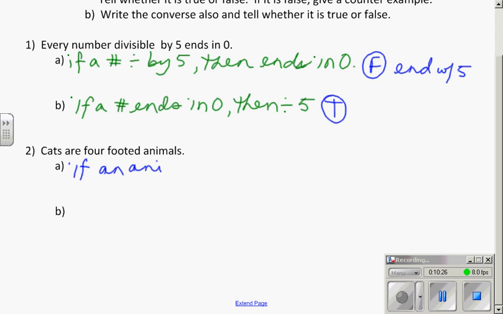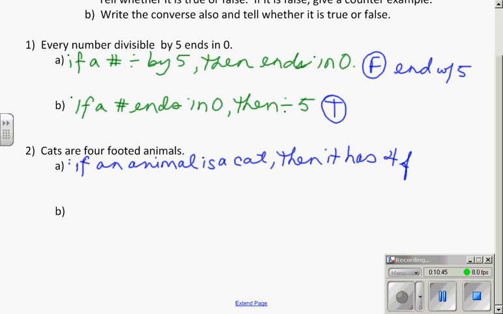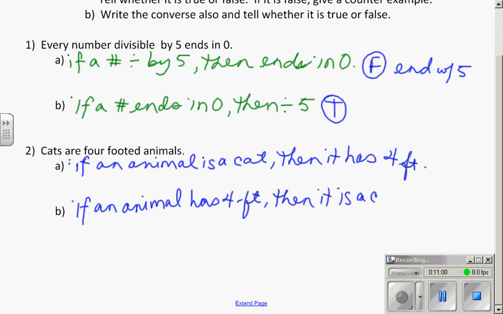Now the last one, if an animal is a cat, then it has 4 feet. The converse of that, if an animal has 4 feet, then it is a cat.